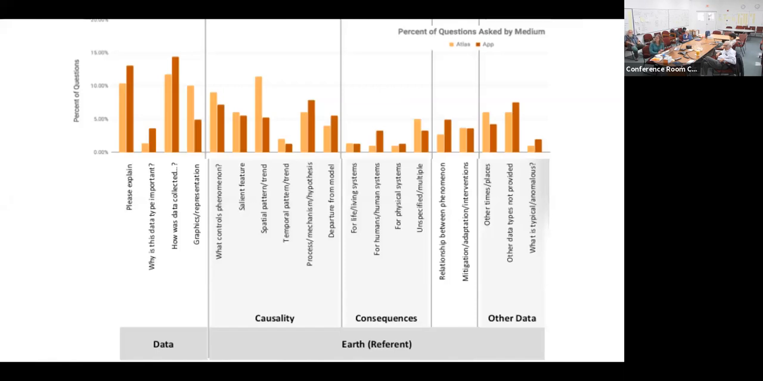And temporal pattern or trend is in the causality section there. And not many questions were generated about temporal pattern or trend, although that capacity was there. And to the extent that there's a difference, there were more on Atlas, but again it's trivial. It's no difference. That's right. You should call that no difference.